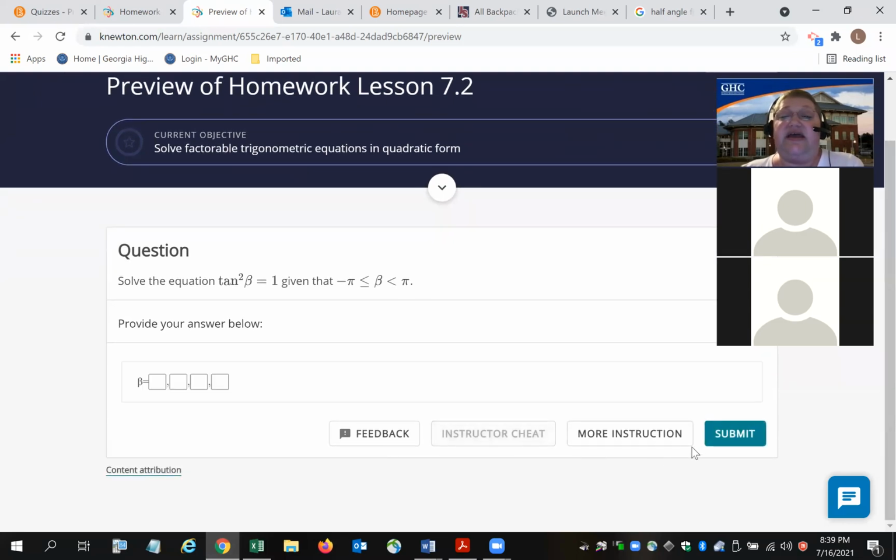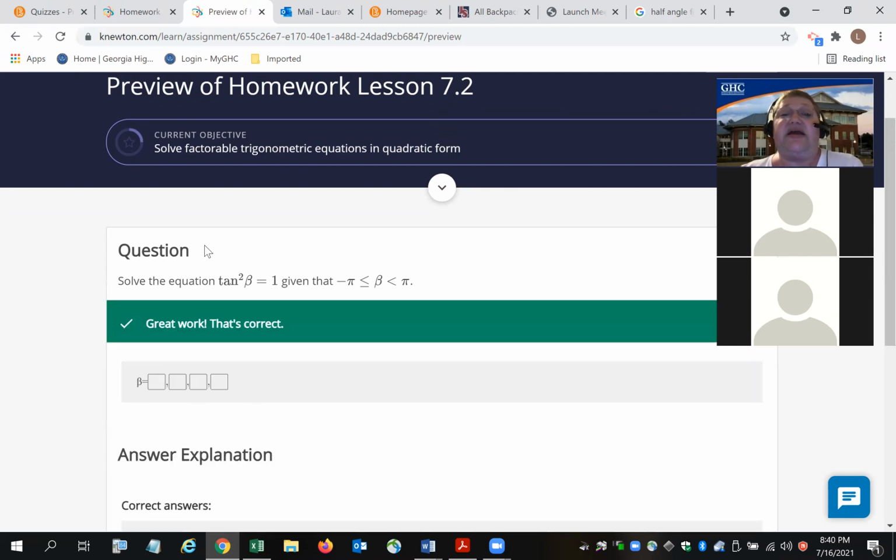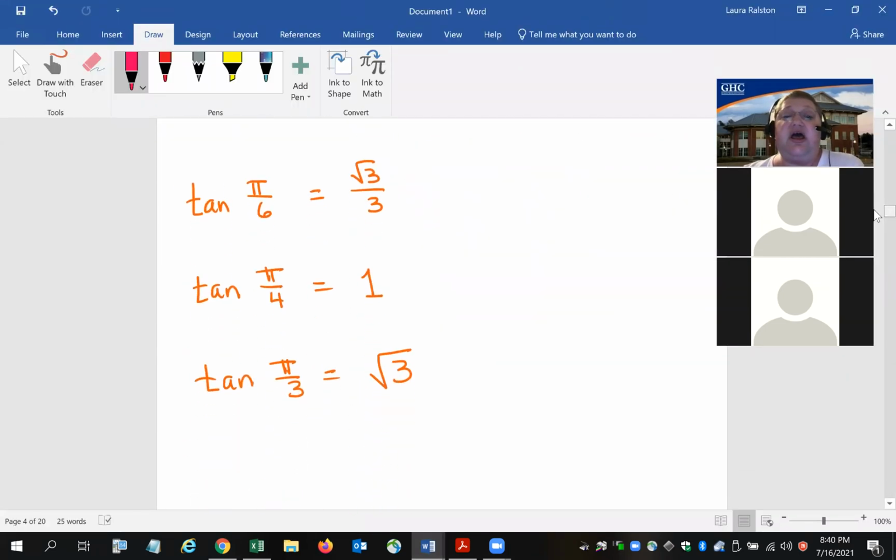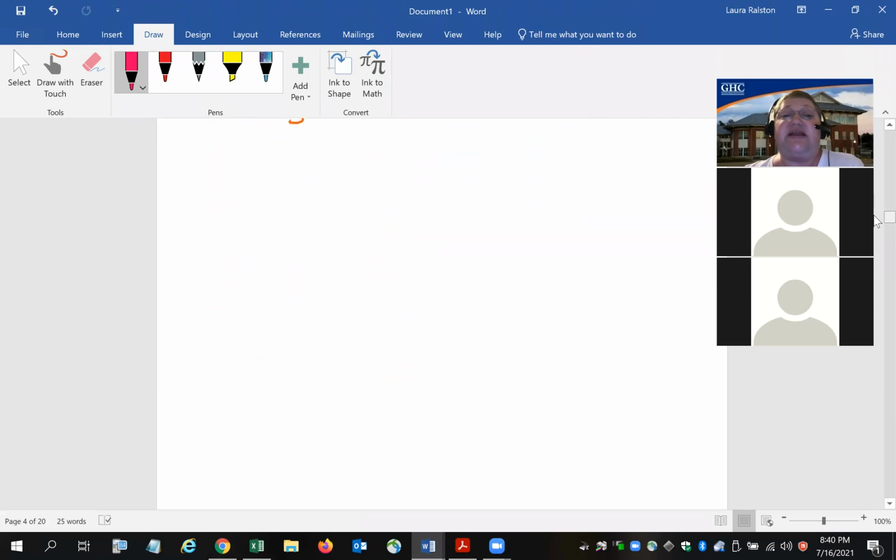That was the end of lesson 7.2, and Cassie had a question about it. But as we went through 7.2, I have done an example of the double angle and the half angle, and then solving the quadratic equations, or the equations in quadratic form. Okay, so let me open the floor then for other questions, perhaps related to units 7 and 8 or related to the final.